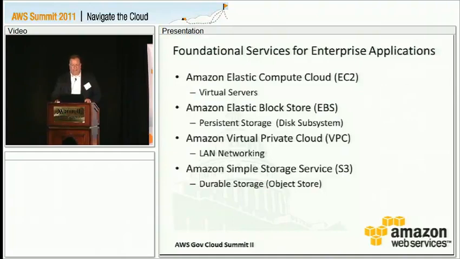The services that we have to support enterprise applications are really these four foundational services. EC2, what we call elastic block storage, which is really a NAS storage mechanism, persistent storage. Amazon Virtual Private Cloud, which is really virtual networking for the cloud. And then the Simple Storage Service, Amazon S3. Those are the four real components of building an enterprise application in the environment.